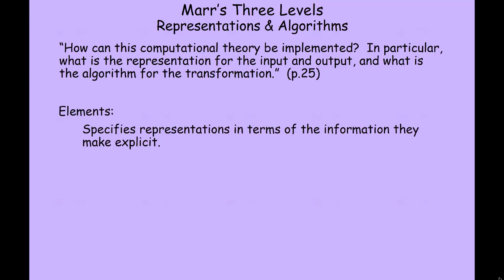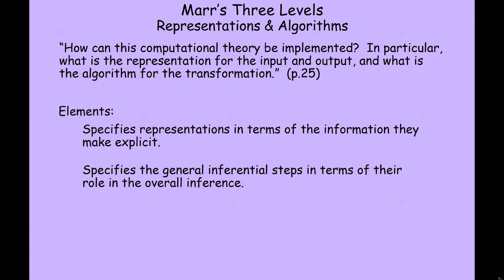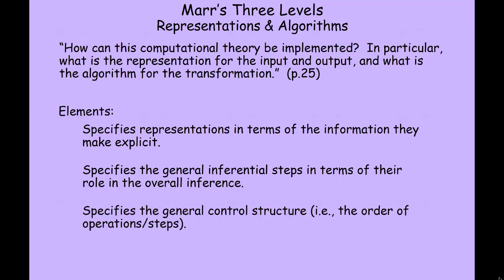So we're going to specify representations in terms of the information that they make explicit, at least for the input and the output, probably for a number of intermediary stages as well. We're going to specify the general inferential steps in terms of their role in the overall inference. So we're going to break down that complex problem into a series of simpler problems. I do this, then I do this, then I do that. And it's going to specify a control structure, the order of the operations or steps. So it gives a flow of processing as well.